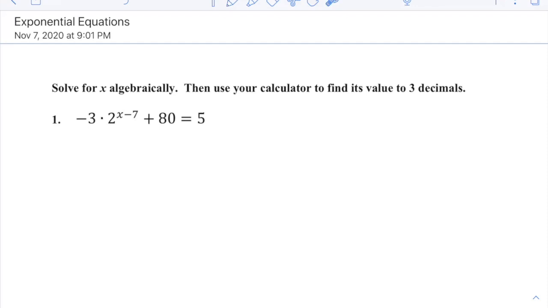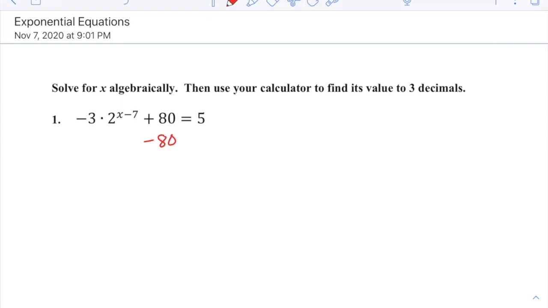Okay, so taking a look at this equation here, we have negative 3 times 2 to the x minus 7 plus 80 equals 5. X is in the exponent here. So first thing I want to do is try to isolate the exponential portion of this. I want to try to isolate that 2 to the x minus 7. So I'm going to do as much basic algebra as I can.